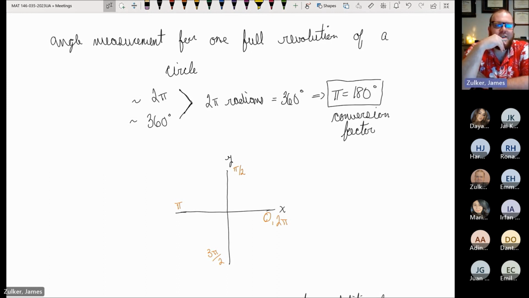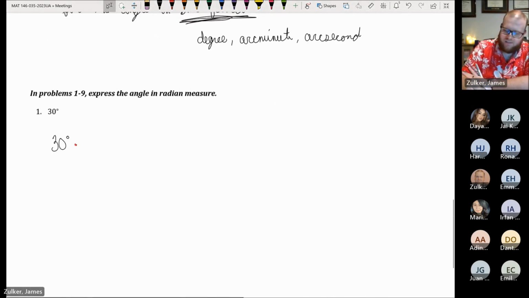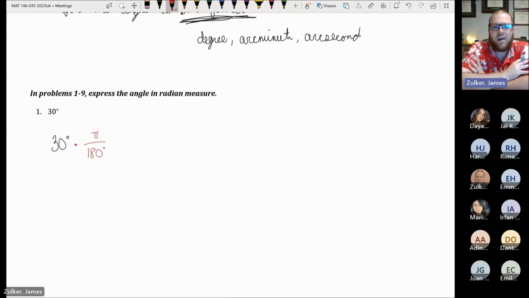That would mean that 1 degree is pi over 180. So pi over 180 degrees is what we're multiplying by. Degree over degree, the units cancel out. We're left with 30 pi over 180, which is pi over 6.